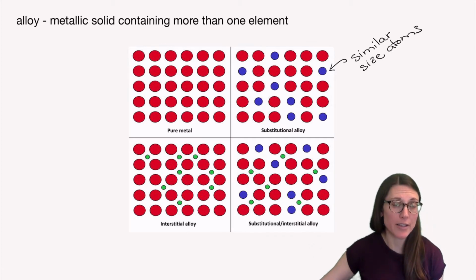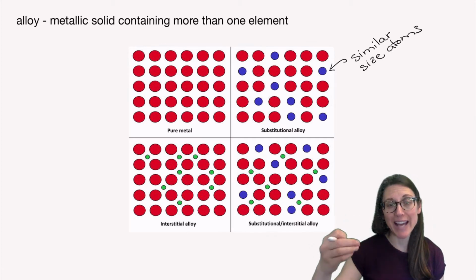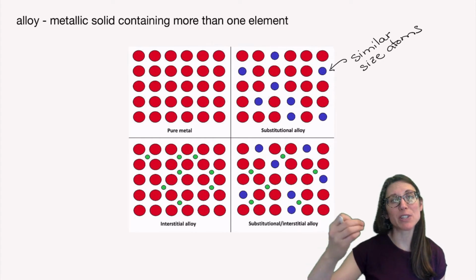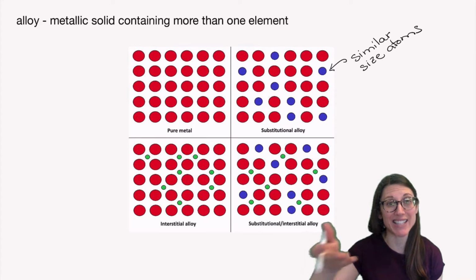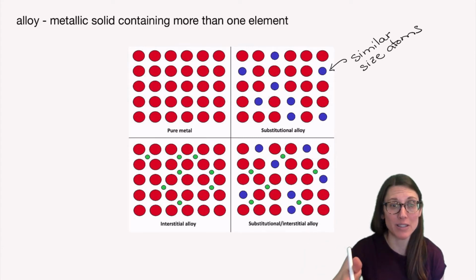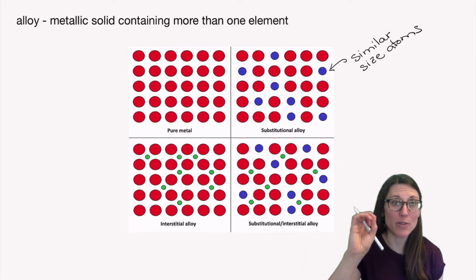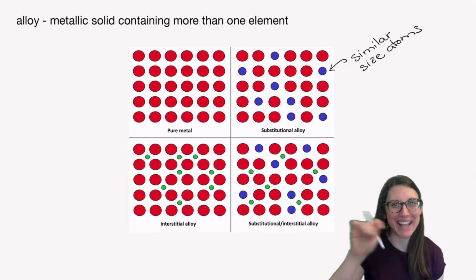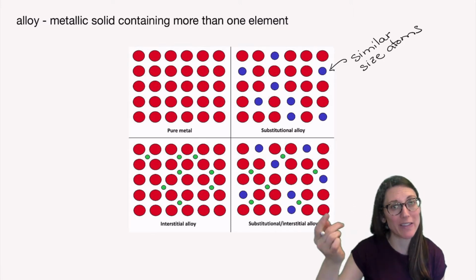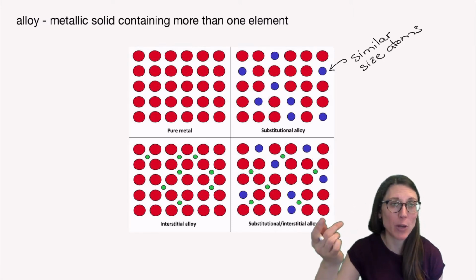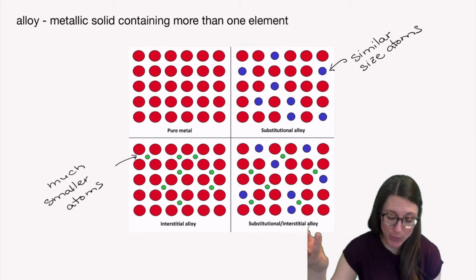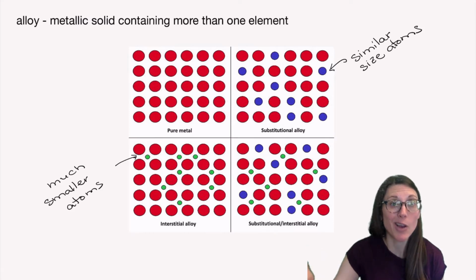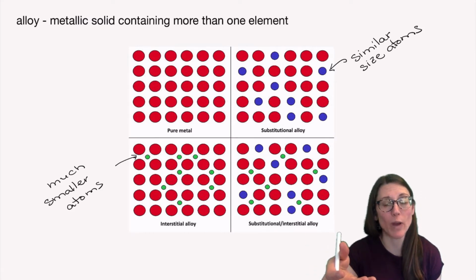On the other hand, if the material you're adding to make your alloy is much smaller in size, so maybe we're adding carbon to iron to make carbon steel, those much smaller atoms are going to fit into the gaps in the crystal lattice between the original metal atoms, and you'll get what's called an interstitial alloy. And of course, you can do both. You can also have a substitutional alloy with some interstitial alloy in there as well.